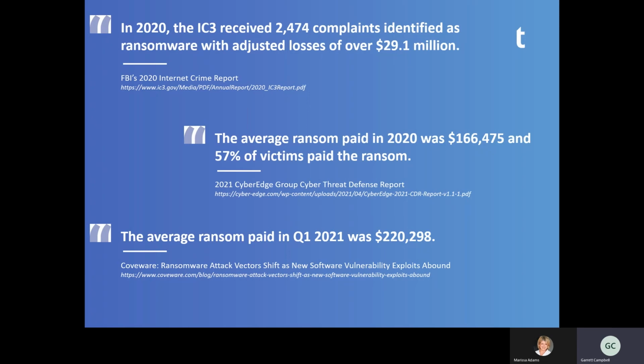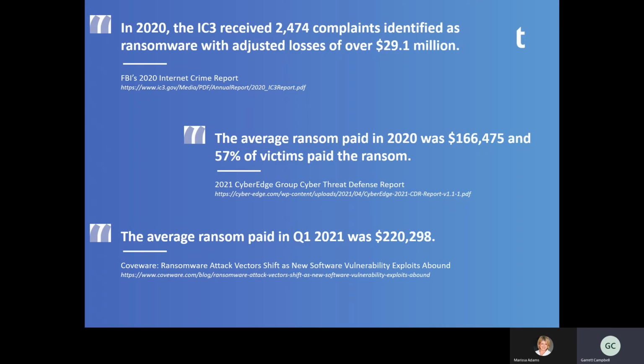Next, the average ransom paid in 2020 was $166,000, and 50% of the victims paid the ransom. It was easier to just pay than figure out what the problem was. One thing you can always take from this is, man, it really pays to be preemptive. It's much cheaper to be preemptive than be reactive in a ransomware scenario.